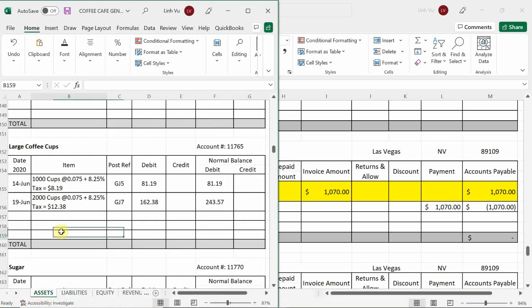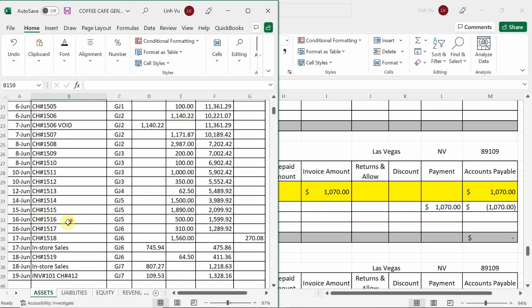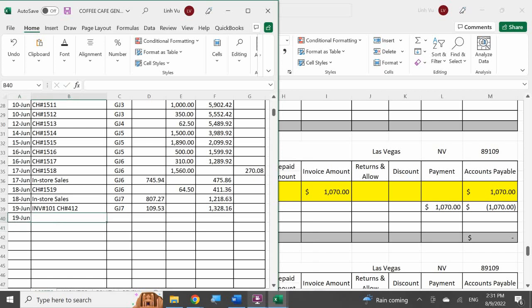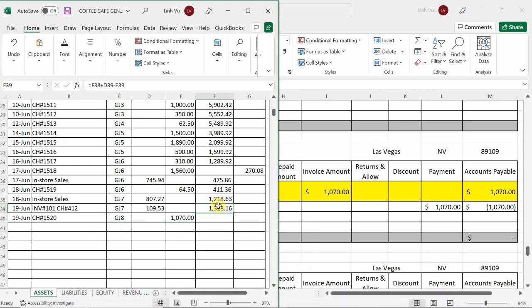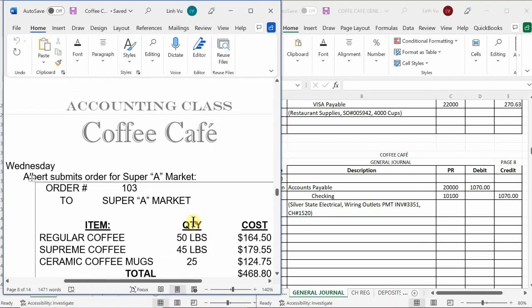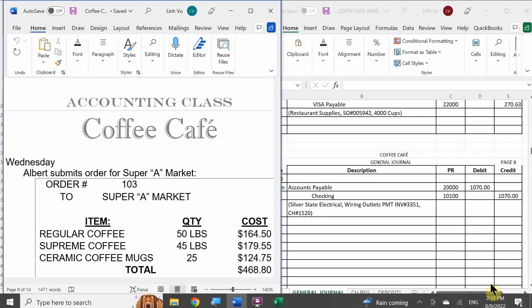And then we go to the asset and we need to update the checking. I simply write check number 1520, and page 8, and then 1070. So you should have $258.16 left. Okay, so actually, I'm going to pause here for a minute and go on a quick break.